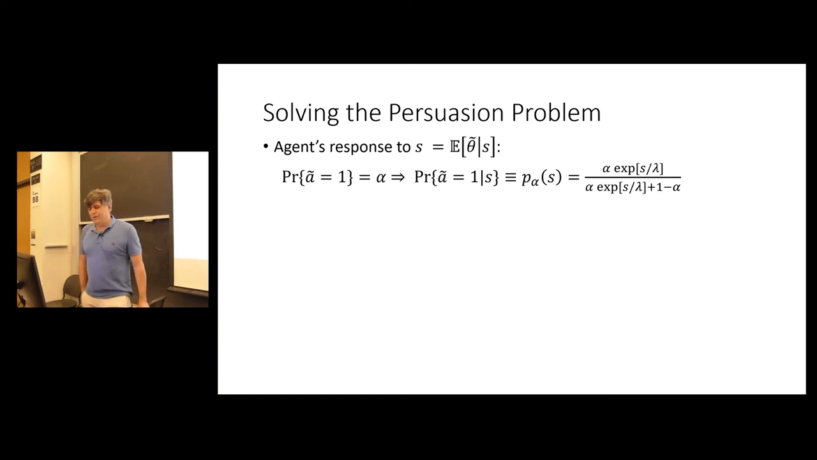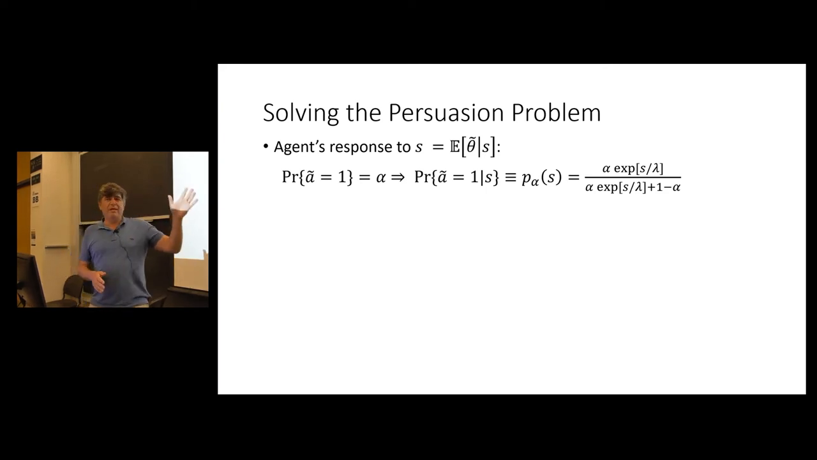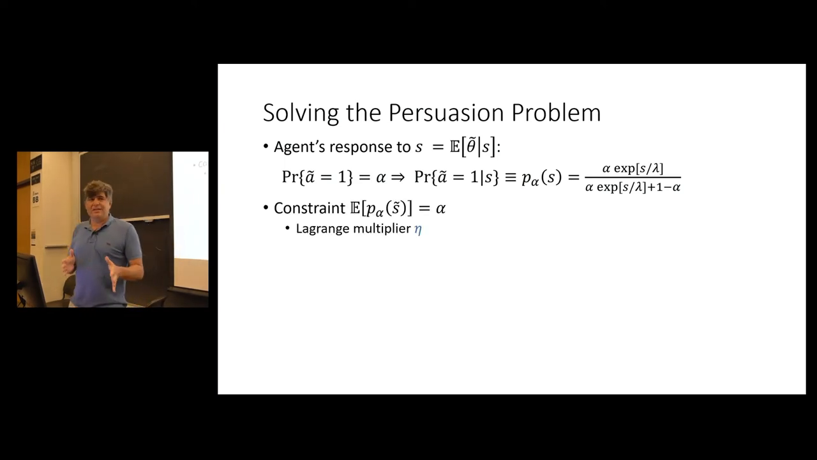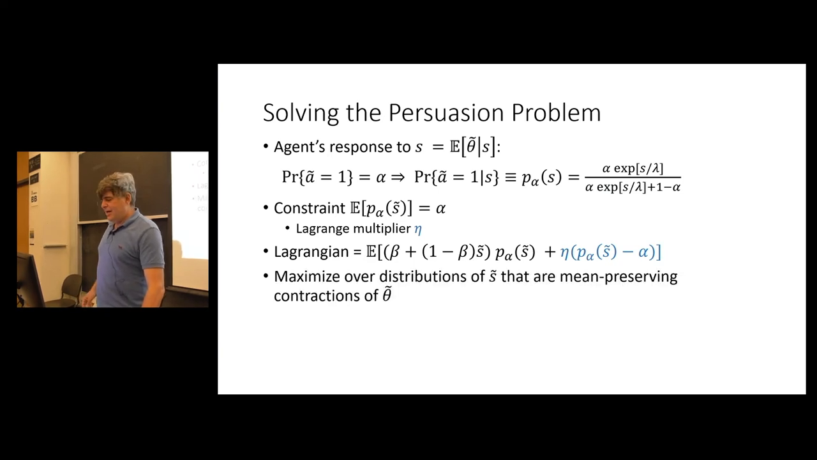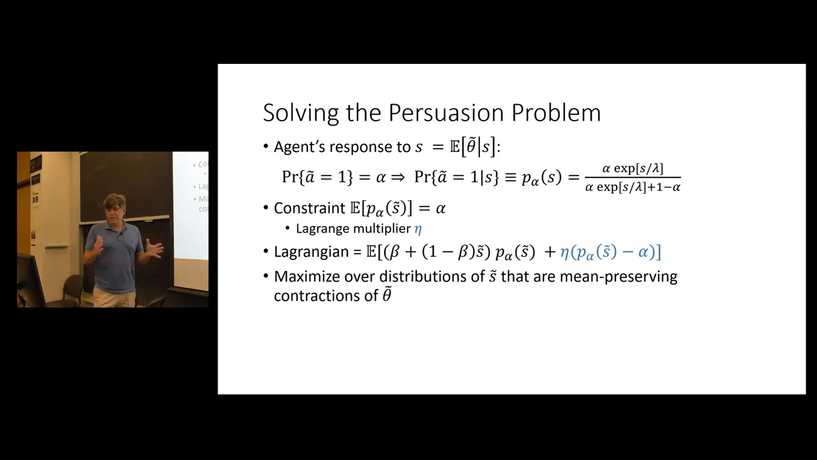Well, if you fix the prior probability of acting, let's call it alpha, then you calculate the posterior probability by this logit function that I showed you. Now, the challenge is that you have this extra constraint that the expectation of the posterior has to equal the prior, and we could just put a Lagrange multiplier on it. So we have a Lagrangian here, and we want to maximize the expectation of this function over all distributions of posterior means, that have to be mean-preserving contractions of the actual state.